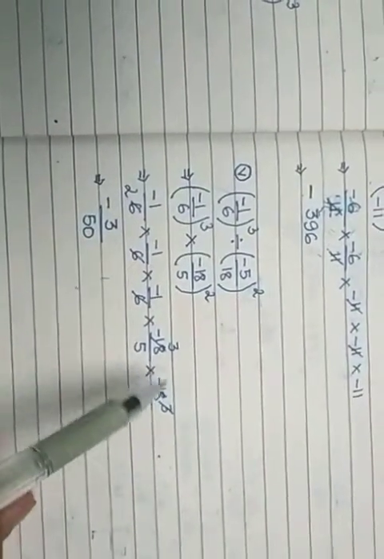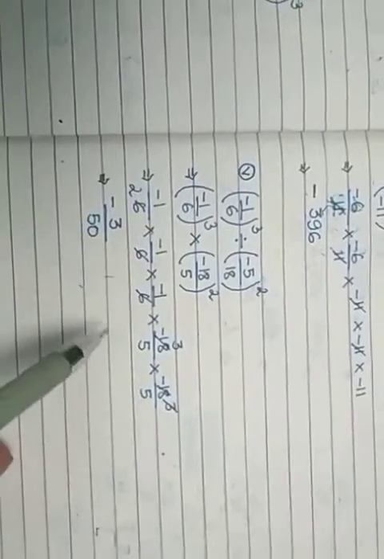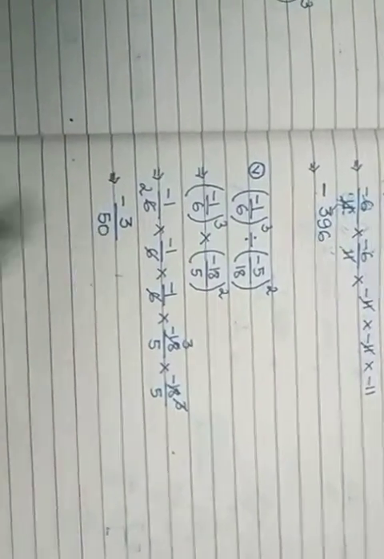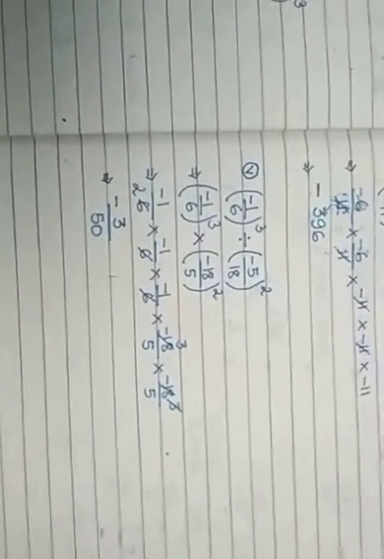So what's left in the numerator? Simple, 3. And what's left in the denominator? 2 into 5 is 10. 10 into 5 is 50. So minus 3 by 50 is your answer. Okay. So moving on to the next one.